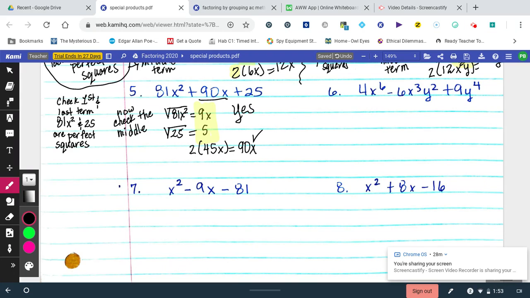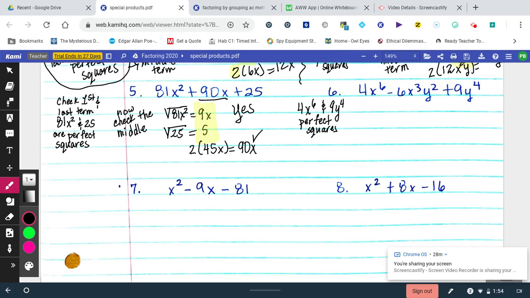All right, so I'm going to take the first and last terms. So I'm going to say 4x to the 6th power. Okay, is 4 a perfect square? Yes. Is x to the 6th a perfect square? Yes, because 6 is an even exponent. As long as the variable has an even exponent, it's a perfect square. So the whole thing, 4x to the 6th, is a perfect square. And 9 is a perfect square, and y to the 4th is a perfect square along with it. So the first and last terms are perfect squares.